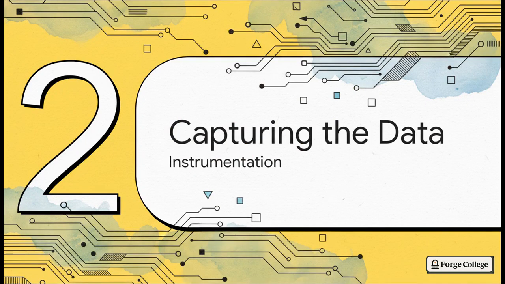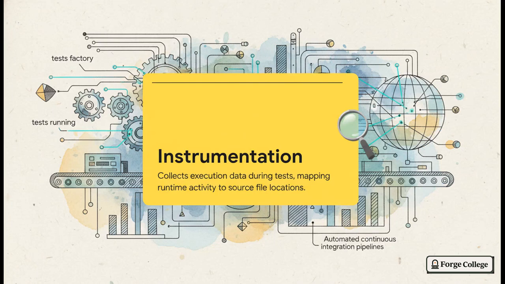Moving right along to Section 2, capturing the data. Let's talk about instrumentation. So how do we actually gather all this coverage data? Well, the answer is instrumentation. You can think of it like a fitness tracker, but for your code. It's this highly precise sensor that quietly collects execution info while your tests are running, and then it maps all that invisible, under-the-hood runtime activity directly back to your actual source files.